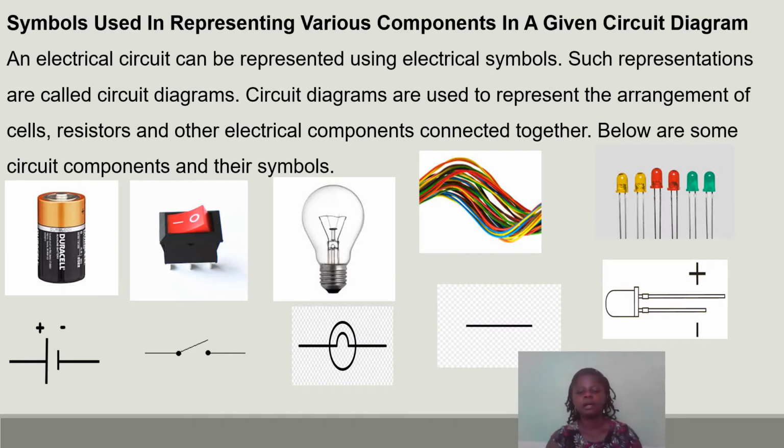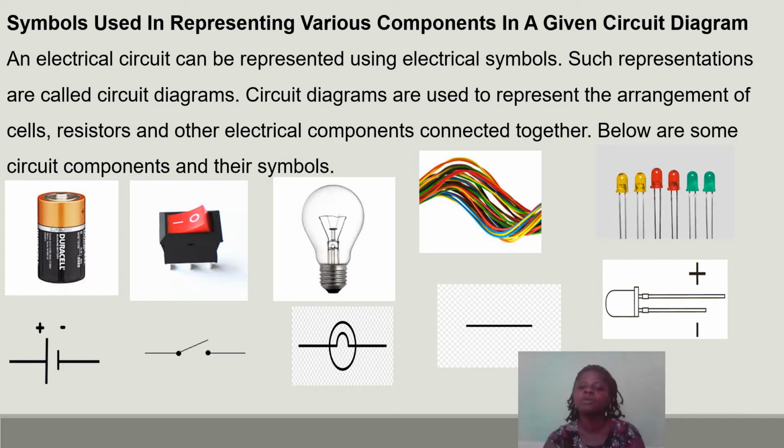All these components in the circuit have their individual symbols. We are going to be looking at the symbols used in representing the components in a circuit diagram. The bulb has its own symbol, the switch has its own symbol, the wire has its symbol, which is just a line, and the LED also has its symbol.